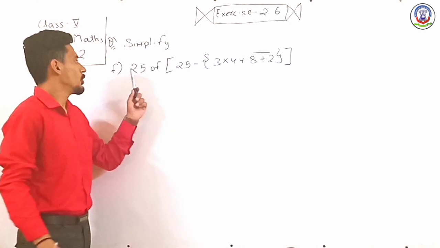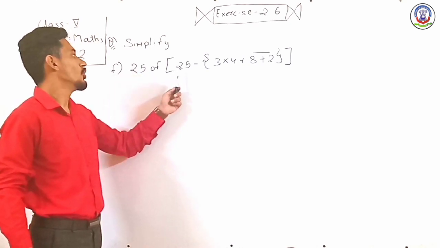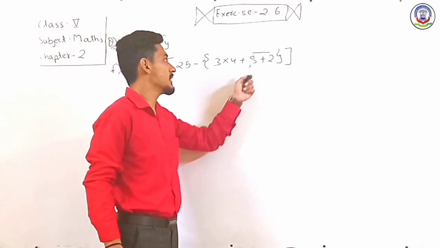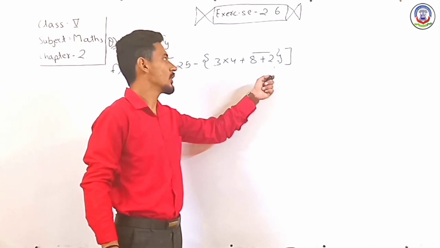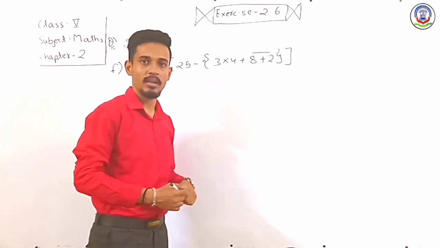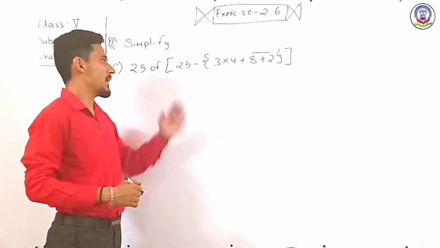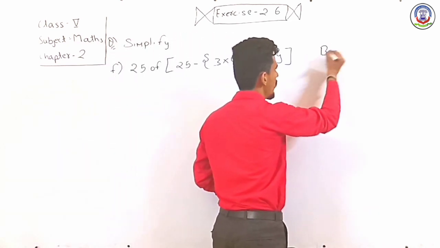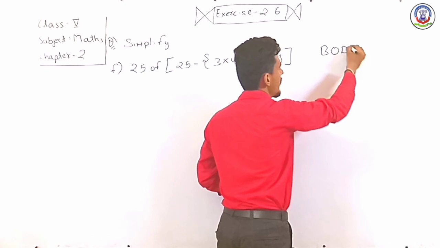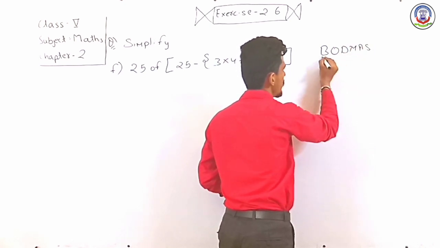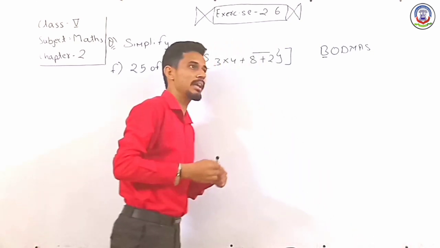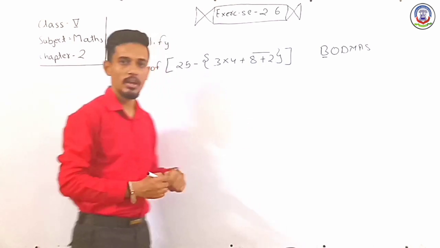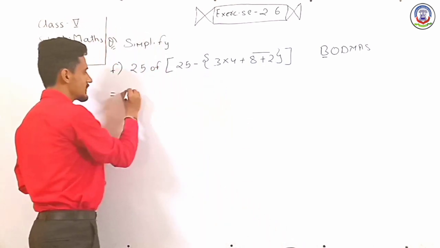Now F: 25 of, in big bracket, 25 minus, in curly bracket, 3 multiply 4 plus, in bar bracket, 8 plus 2, closes the curly bracket and box bracket. So in this we have brackets and signs. Our rule says first we have to solve BODMAS. So first we solve B, brackets. We first solve the bar bracket. All the remaining numbers remain the same.